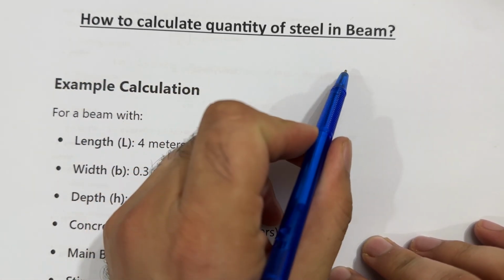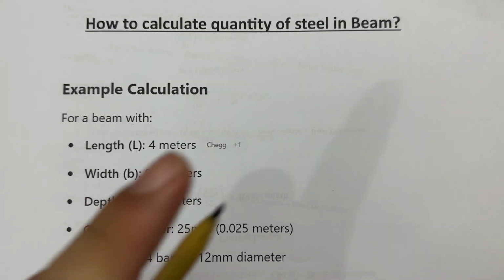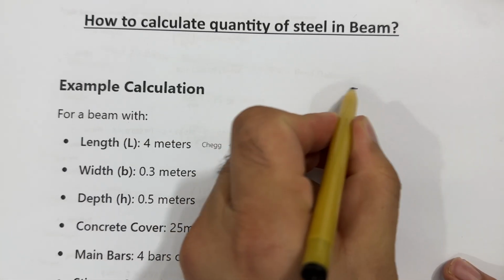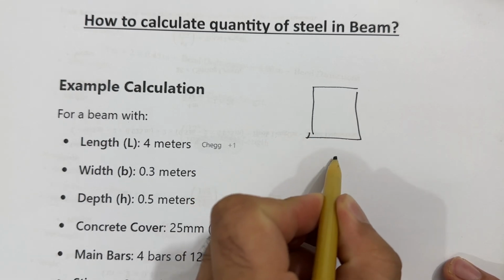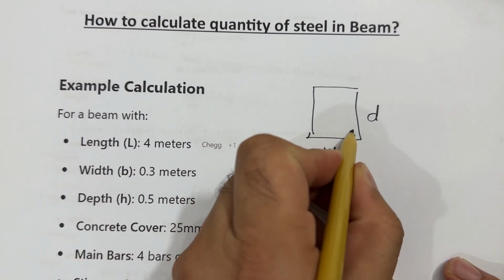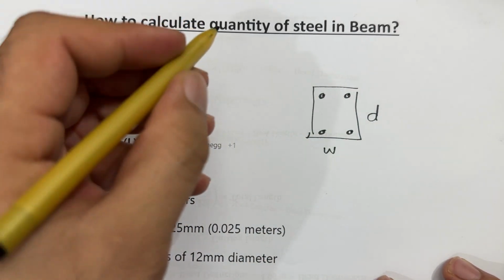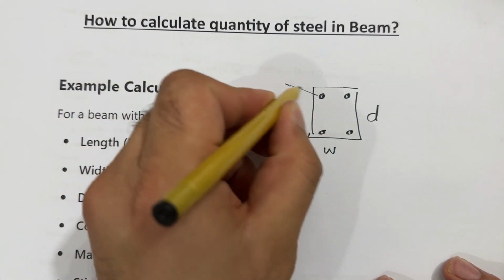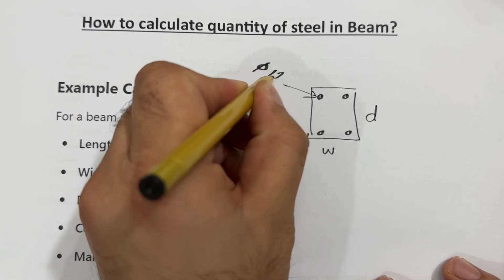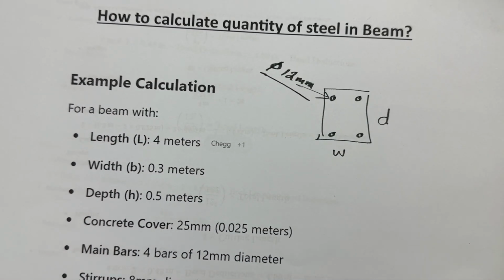How to calculate quantity of steel in a beam. This is a short video but very important for you to know about steel calculation in an RCC beam. You can see here, this is the width of the beam, this is the depth of the beam. Suppose we have 4 steel rods, 2 at the bottom, 2 at the top, and we are using 12 millimeter diameter steel rods. So how much quantity of steel is required for this beam?